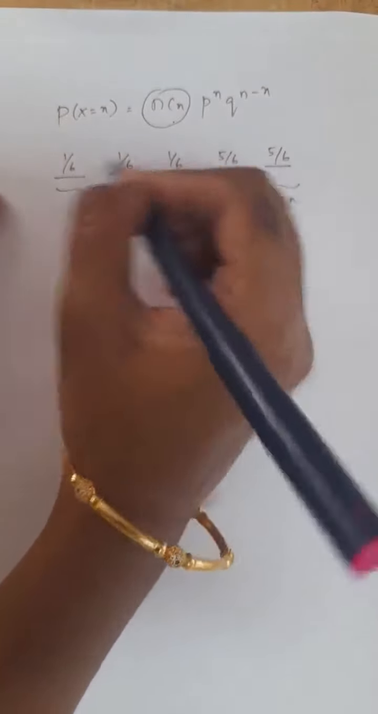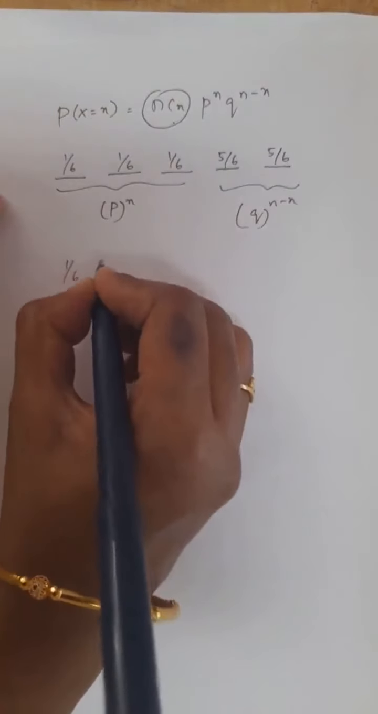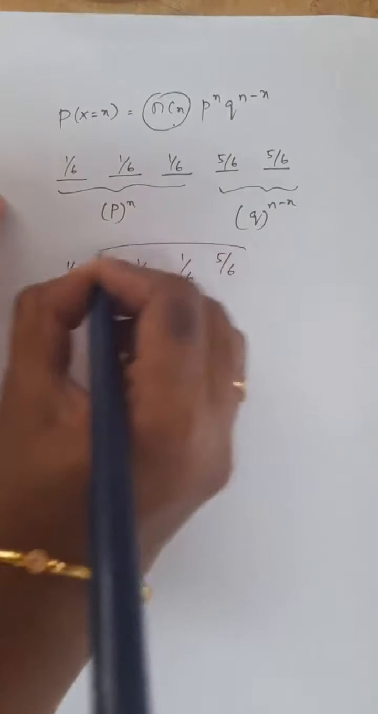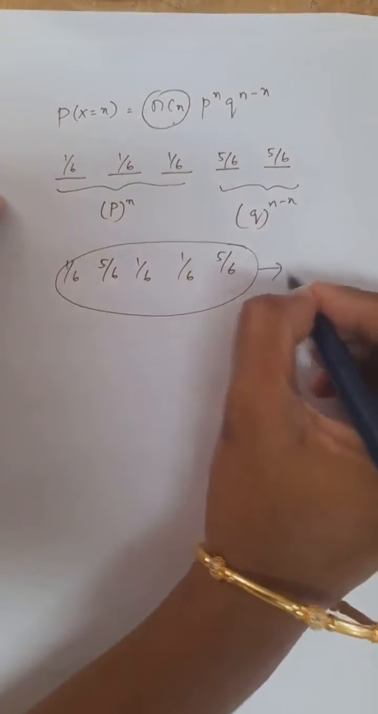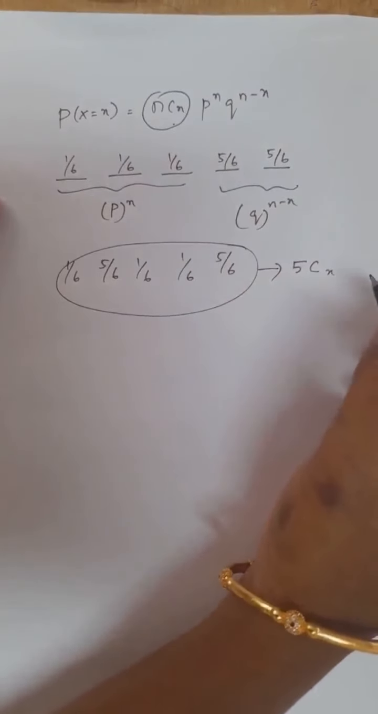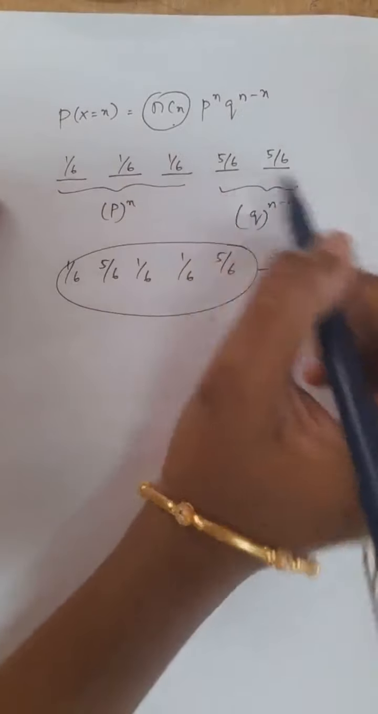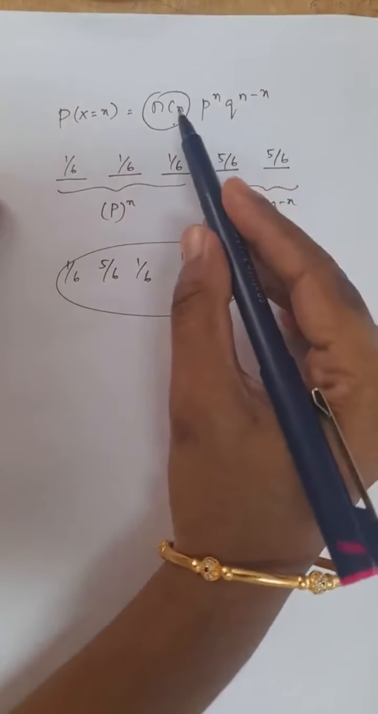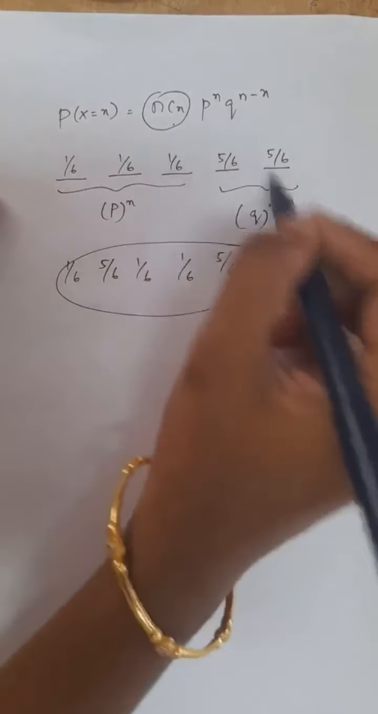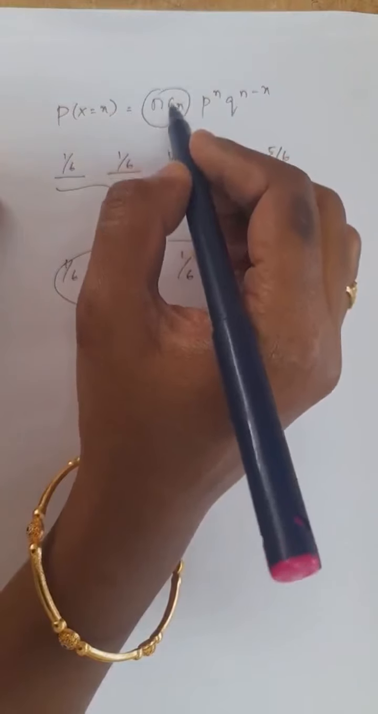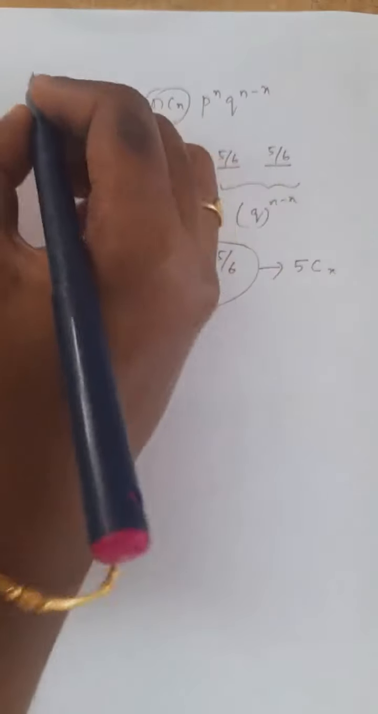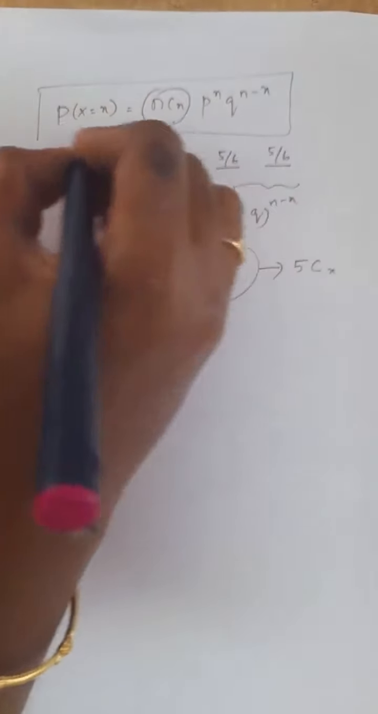That is, I may have it as 1 by 6, 5 by 6, 1 by 6, 1 by 6, 5 by 6. So in how many ways can I arrange this? It can be written as 5Cx. Here n denotes the 5. Here x denotes that the 1 by 6 can be arranged in these 5 different positions in nCx ways. So it denotes the number of arrangements, that is the number of combinations. From this concept I got this formula.